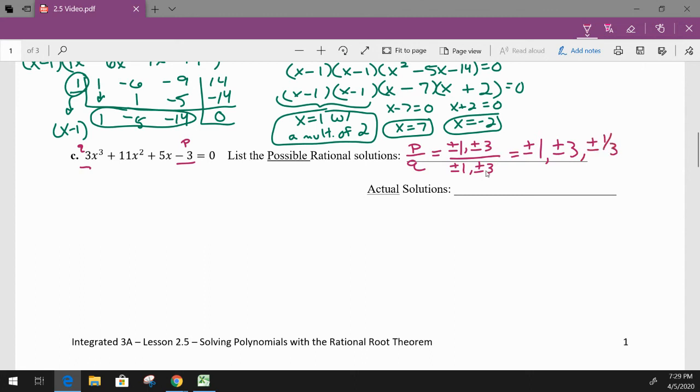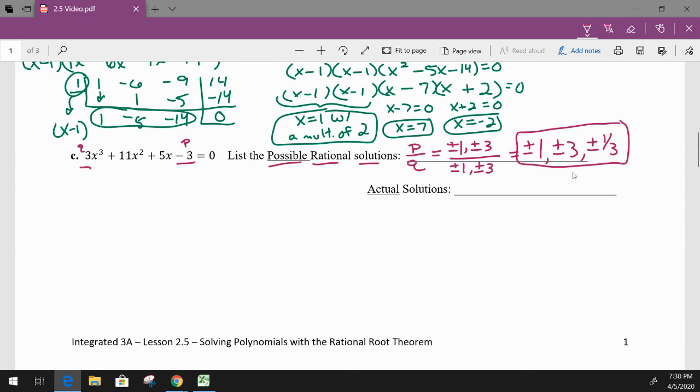If we took the 3 divided by the 3, that would just equal 1, which is already in our list, so we do not need to write it again. So again, 1 divided by 1 is 1. 3 divided by 1 is 3. 1 divided by 3 is 1/3. 3 divided by 3 is 1, which is already there. Again, don't forget to put your plus minus signs in front and a comma in between. So this is our official list of possible rational solutions.